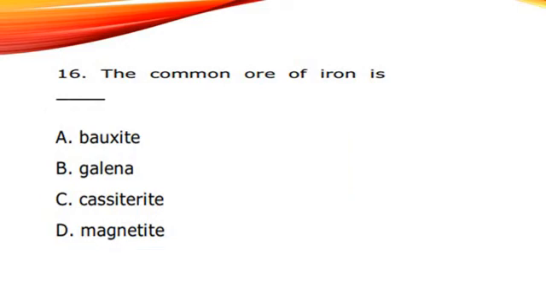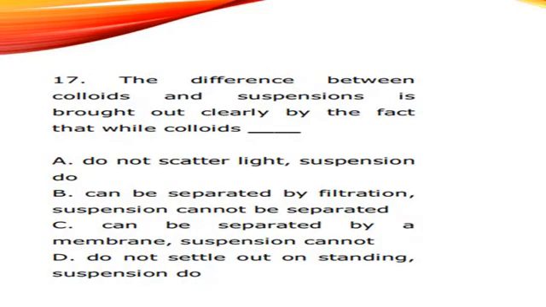And then question 17 says the difference between colloids and suspensions is brought out clearly by the fact that while colloids A do not scatter light, suspensions do. B can be separated by filtration, suspension cannot be separated. C can be separated by a membrane, suspension cannot. D do not settle out on standing while suspension do. The key to answering questions like this is knowing the characteristics of the things you're actually asked to differentiate.